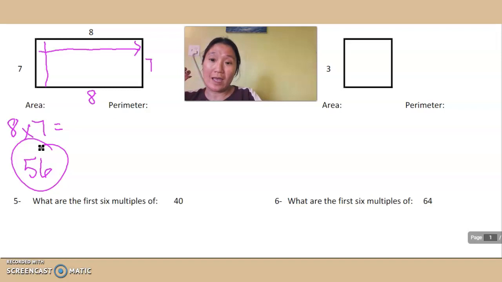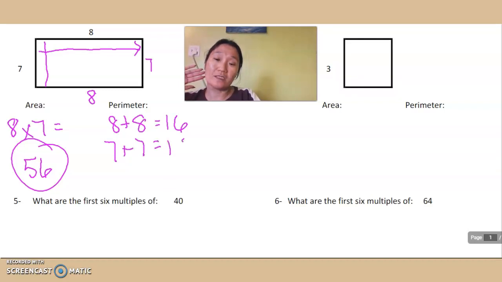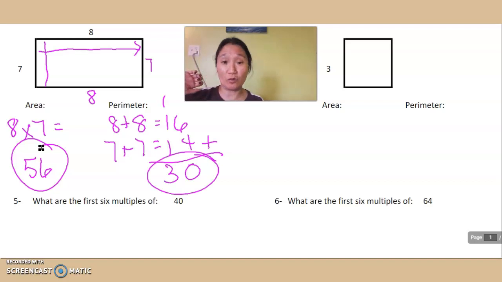Okay, so you go 8 plus 8 equals 16. And then you go 7 plus 7 equals 14. Add those two together. 6 plus 4 is 10, carry the 1. So 30. So your perimeter is 30.